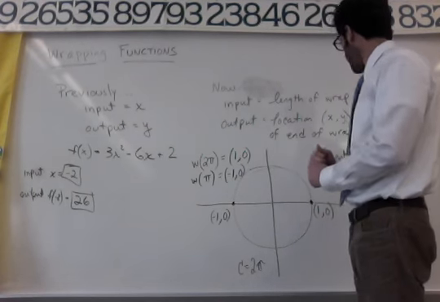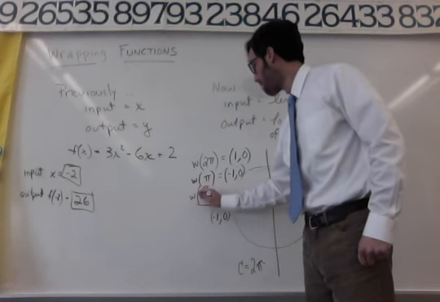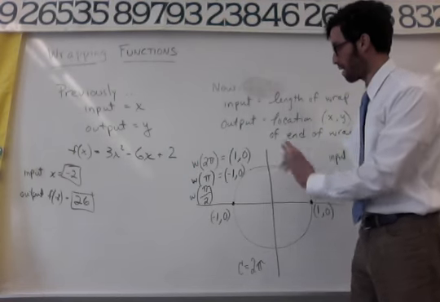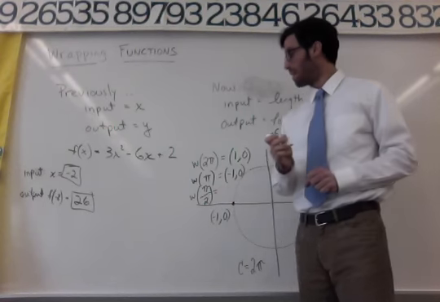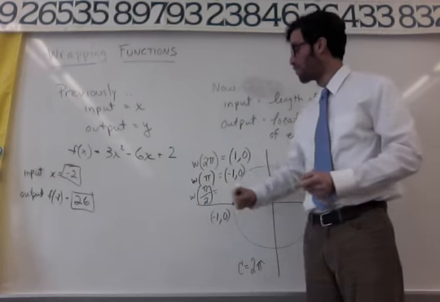Let's input something like this. What about pi over 2? I hope this isn't too unorganized, this kind of overlapping here, but we'll see where we can go with this, so I don't have to re-record. But a wrap of pi over 2.